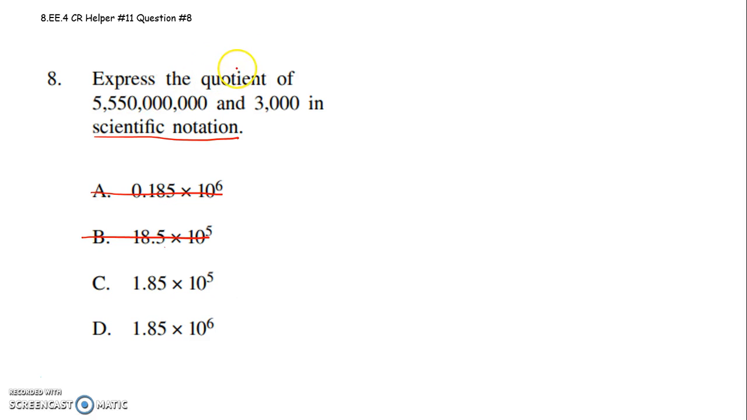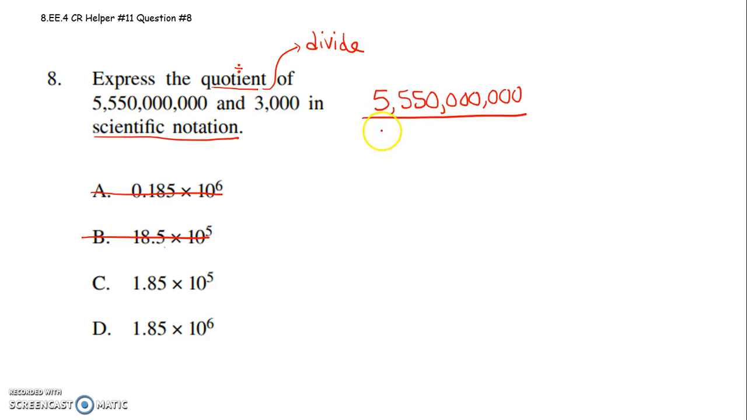So express the quotient. Quotient, you know, means to divide. And you'll know Miss Gandro has the little symbol here, the little I above that. She turns it into a division sign as a way for you to remember that quotient means to divide. All right, express the quotient of 5,550,000,000 and 3,000 in scientific notation.